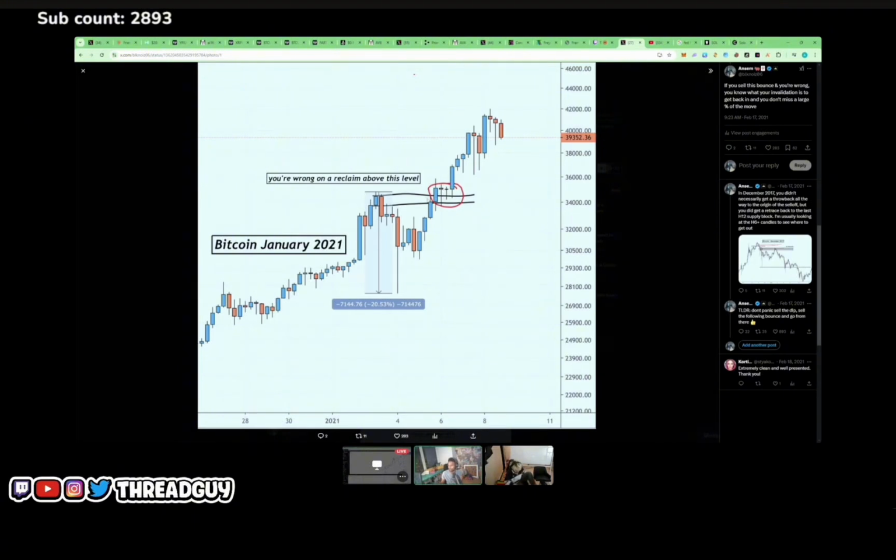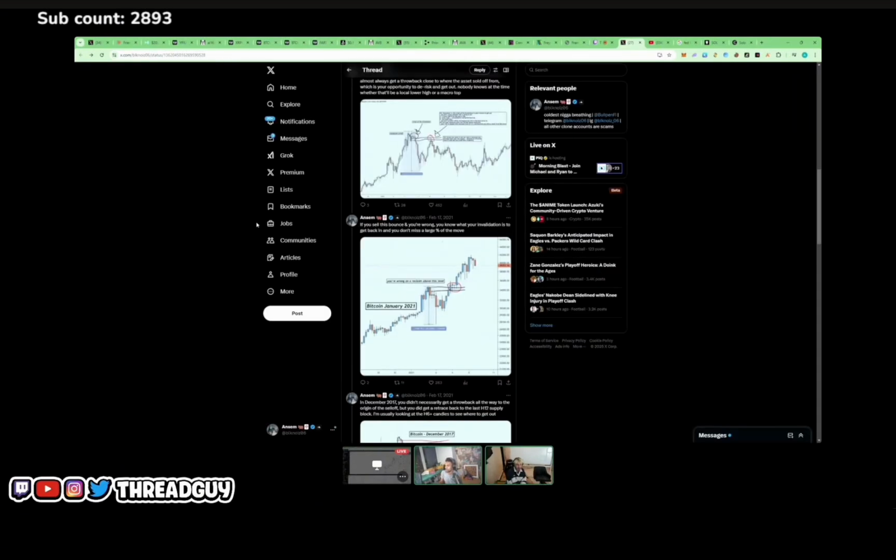If it tops here, you're not going to get a chance to sell this level. If it goes up, then okay, you miss like 10%, 20%, whatever. If it goes down, you miss the whole move.